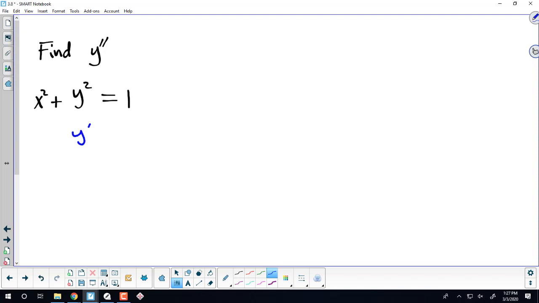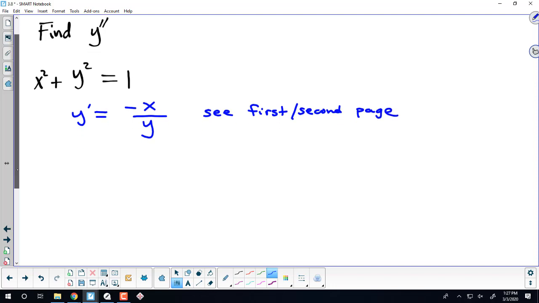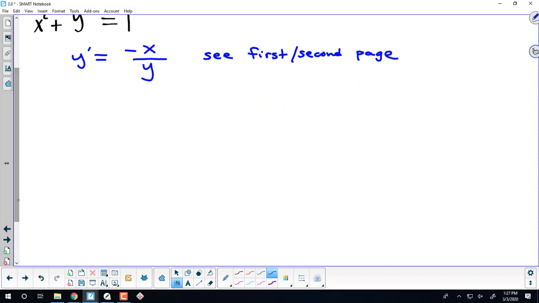We can look back at the first or second page when we found that y prime for our unit circle was negative x over y. So then we want to find the second derivative of our unit circle, y double prime. We're going to take the derivative of y prime, which we'll find by doing quotient rule.